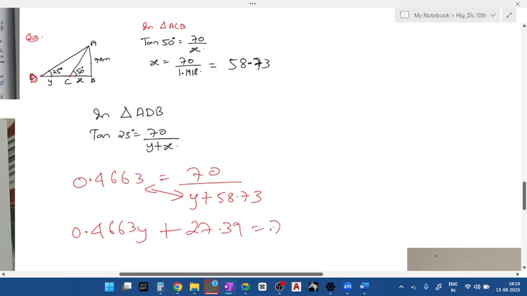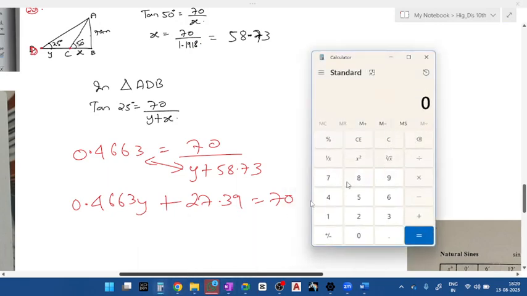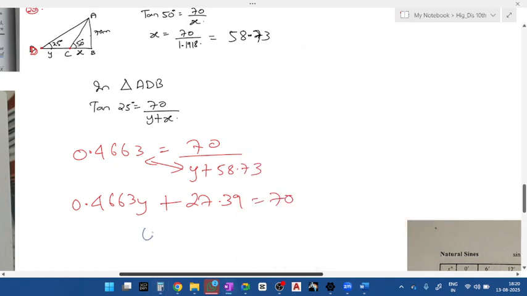27.39 is equal to 70. Next, how do you solve this, students? Which one goes to the other side? Yes, 27.39. Next, 70 minus 27.39, 42.61. So you get 42.61. 0.4663y is equal to 42.61.